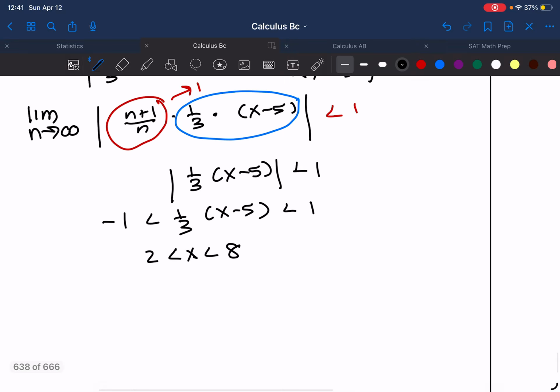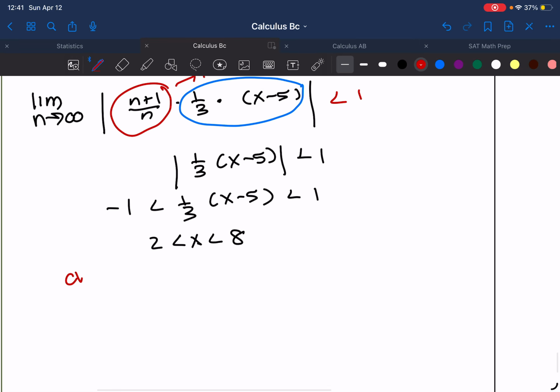Okay, from this part, we cannot just stop and say this is our answer, because remember, even though it converges on the interval, we need to see if it also includes the endpoints or if it does not include the endpoints. So our next step here is going to check the endpoints. Okay, and if they converge, then they're included, but if they diverge, they're not included.